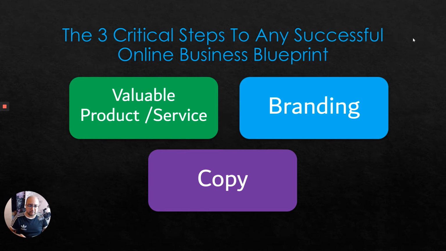Then the third thing we're going to go through is copy. It's the most overlooked part of the blueprint that I feel a lot of people have missed, and it really defines what makes a successful and unsuccessful online business. So I truly say that copy is the defining point of your success or your failure.